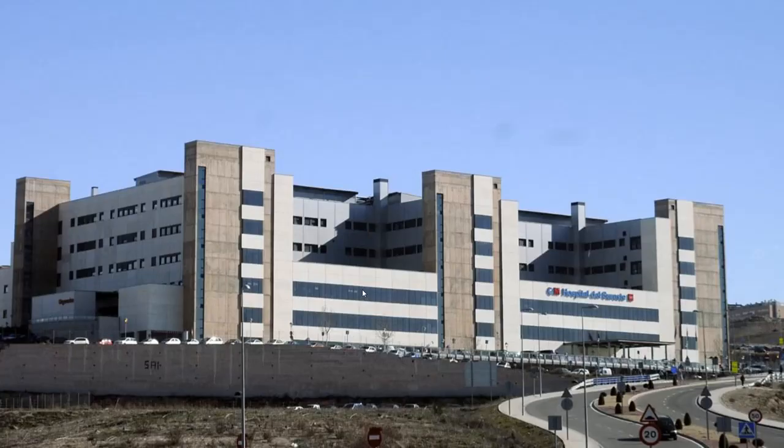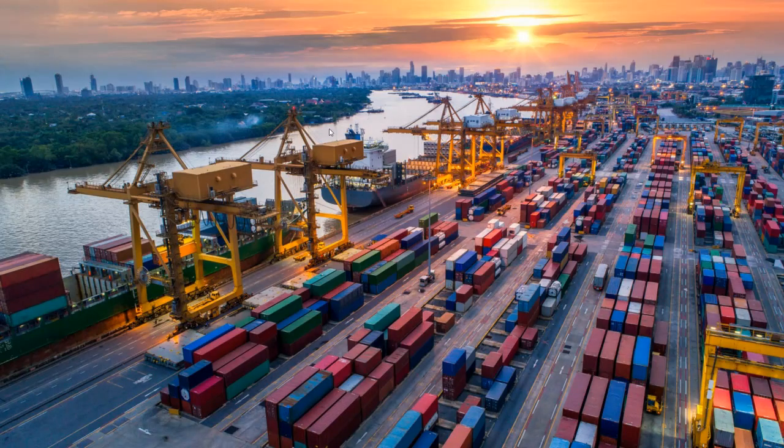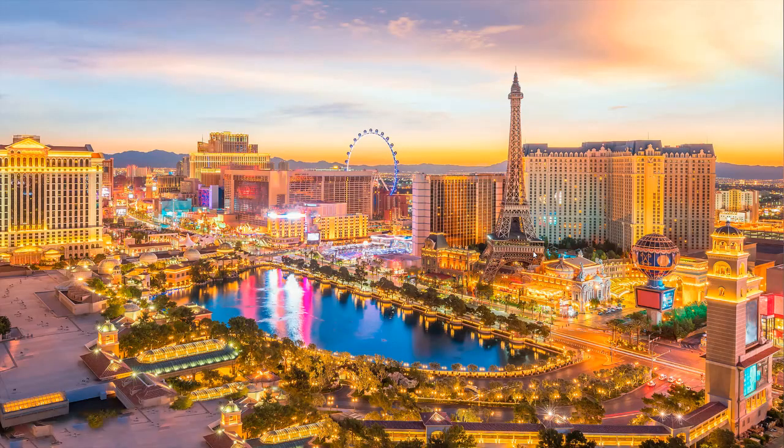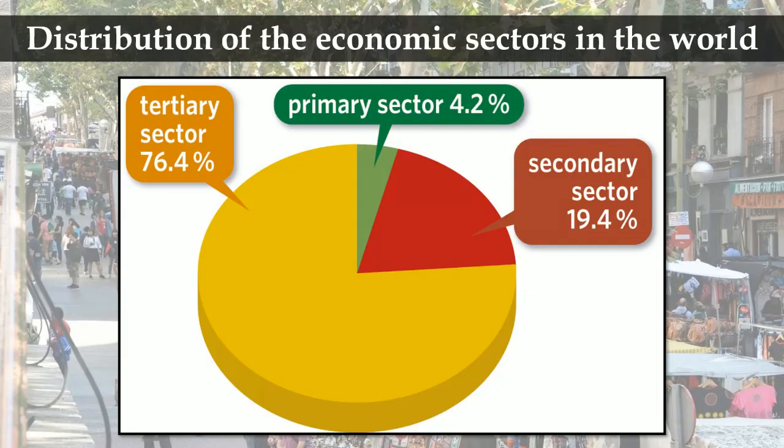The hospital, tertiary sector. Services and transport, the transport of goods, also lies within the tertiary sector. This is the dock of Shanghai. Las Vegas, here you have gambling and tourism, tertiary sector. And as you can see, this is the distribution of the economic sectors in the world, more or less. The dominant sector is the tertiary sector, followed by the secondary sector, and lastly the primary sector.